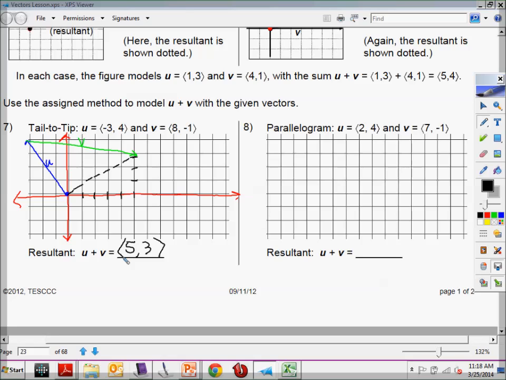So this is how to prove your resultant geometrically. To check it computationally, what's -3 plus 8? And what's 4 minus 1? So did we do it correct? Did we prove geometrically that this is our resultant? Okay, that's using the tail to tip method.